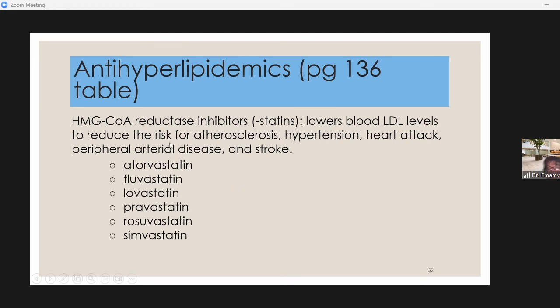So atorvastatin, lovastatin, simvastatin, they all have the suffix -statin. They are called statins. They are treatment for hypercholesterolemia. They decrease the level of cholesterol. You don't give them during pregnancy. Two important side effects of statins, hepatotoxicity and myopathy. Now you may get different scenarios.